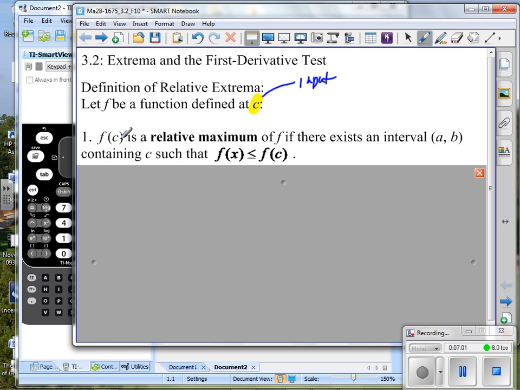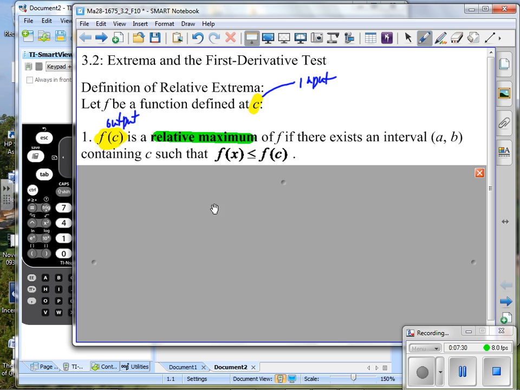F of C. F of C. Input or output? Output. Then the output value when the input is C is a relative maximum if there exists an interval from A to B such that C is in that interval and f of x is less than or equal to f of C.